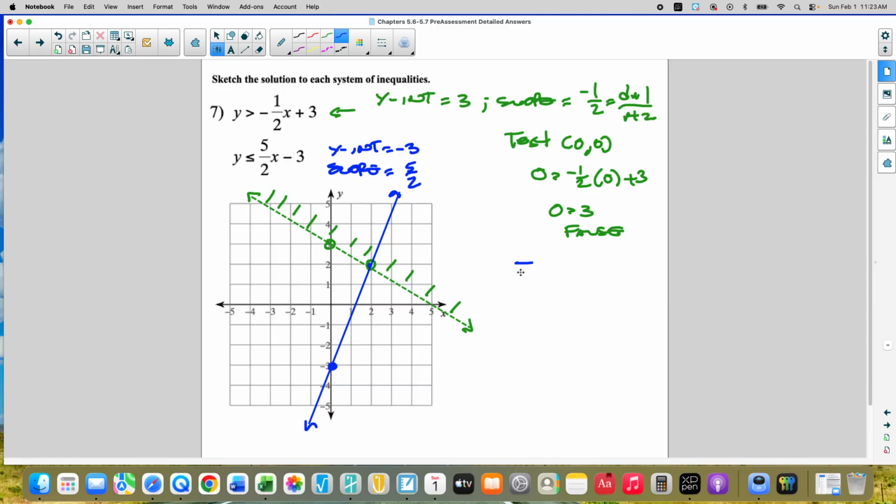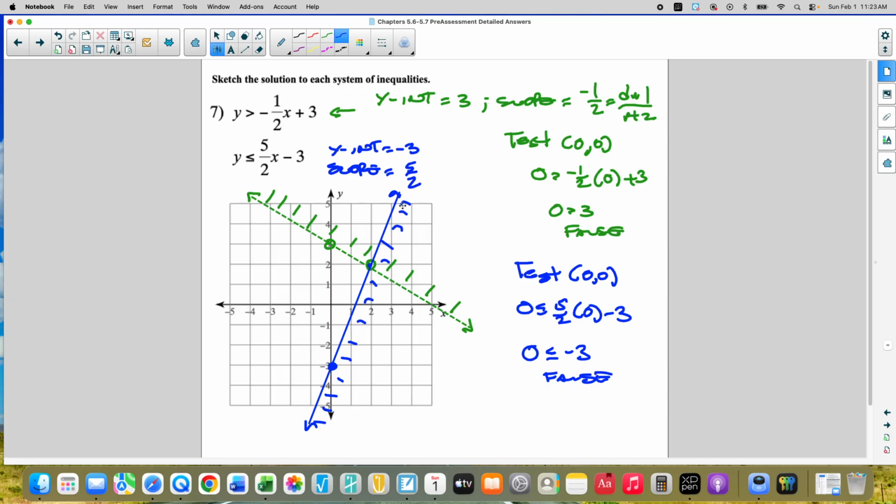I'm going to test. And is 0 less than or equal to 5/2 times 0 minus 3? Is 0 less than or equal to -3? That's also false. Both of them end up being false. So this point is false to the blue line. So I'm going to shade the other side of the blue line.